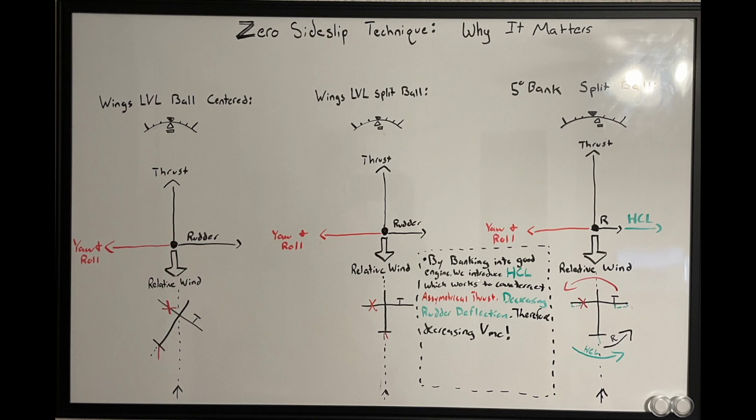By banking into the good engine, we introduce a horizontal component of lift, which works to counteract asymmetrical thrust, decreasing rudder deflection, decreasing VMC. This is ideal.